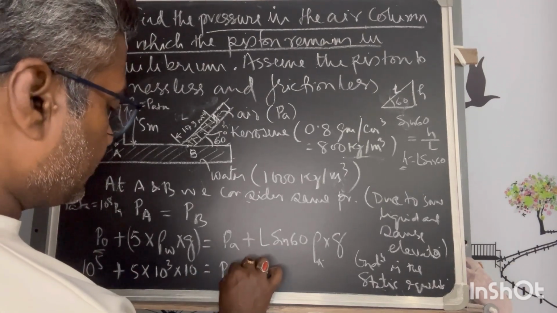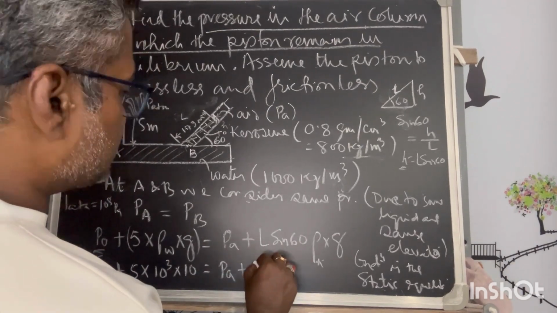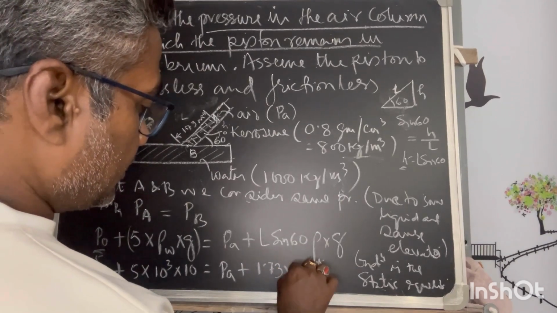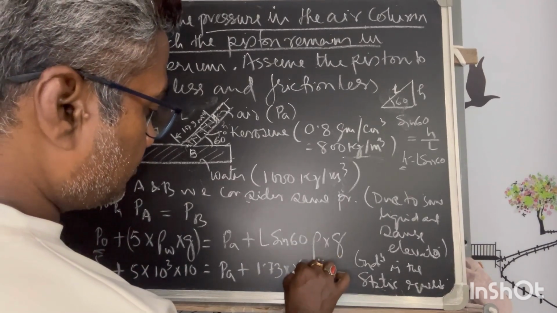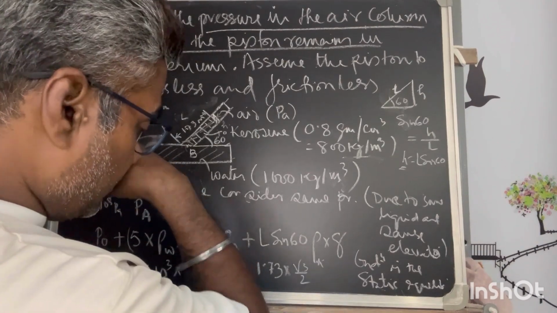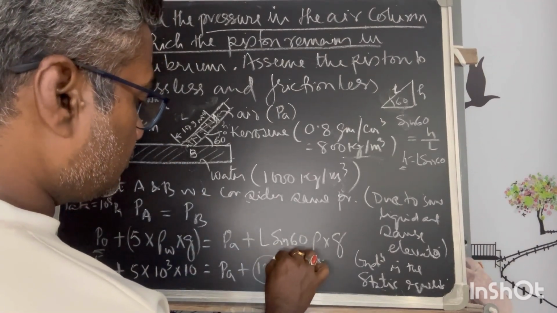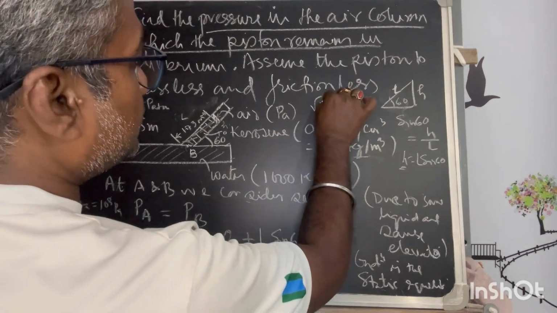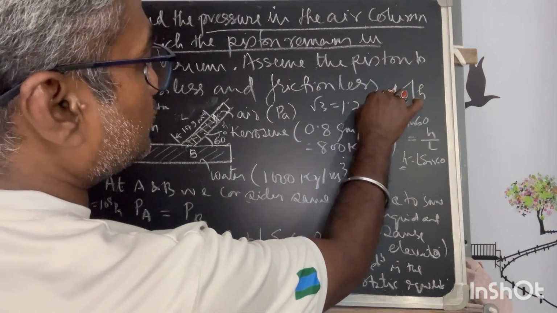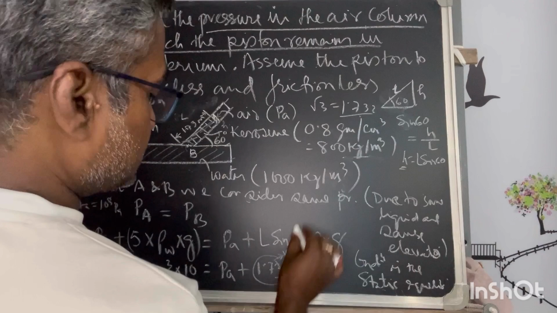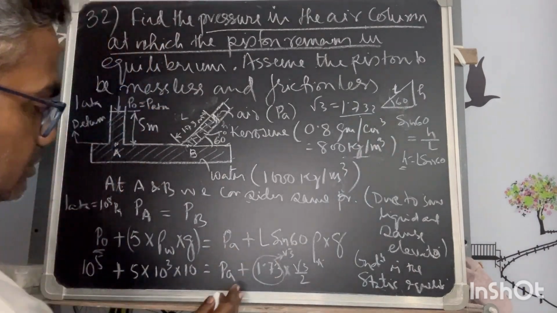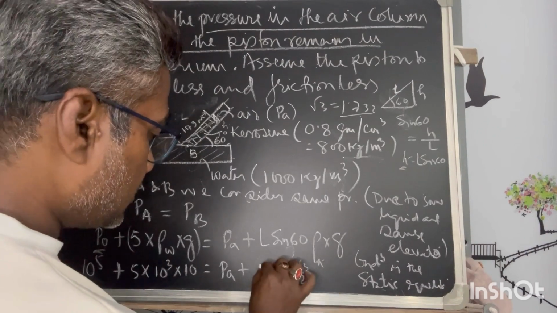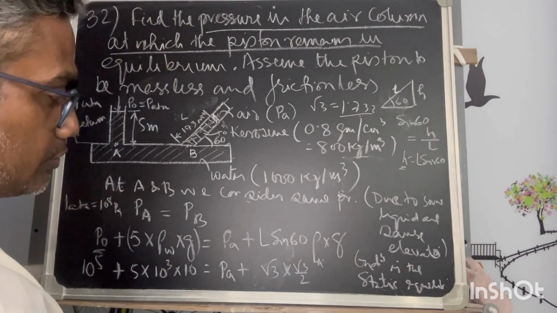Here PA is unknown. L is how much? 1.73, and L 60 is equal to root 3 by 2. Okay, this is almost root 3, because root 3 is equal to 1.732. So if I round up, you can consider this as root 3. So I will eliminate the decimal calculation and put it in this form, root 3.